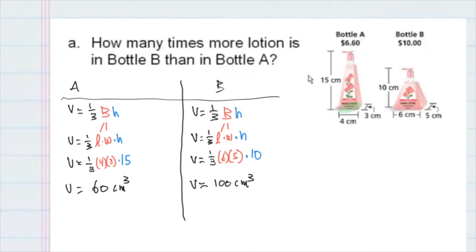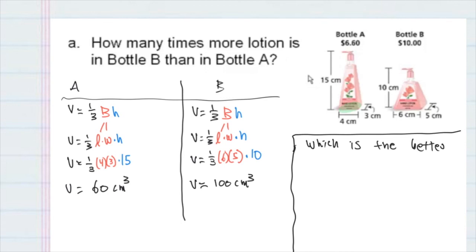Now let's ask kind of a separate question here. Which is the better purchase? Because ultimately, I don't know about you, but for me, I don't care what the bottle looks like. I want to know that I'm getting a good deal. So let's take a look.